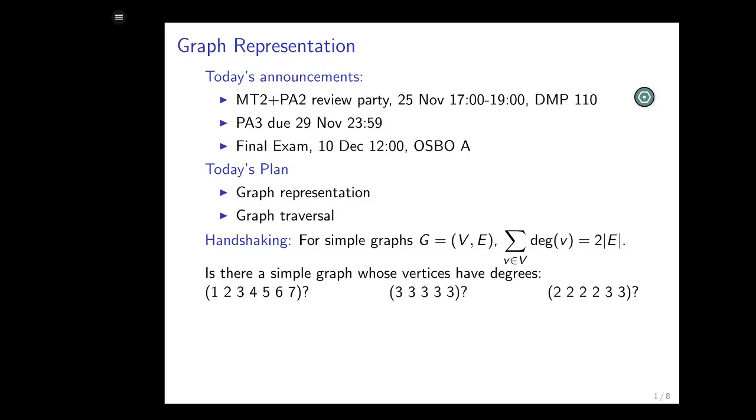Is there a simple graph whose vertices have degrees 1, 2, 3, 4, 5, 6, 7? Is there another one whose vertices have degrees 3, 3, 3, 3, 3? And is there another one whose vertices have degree 2, 2, 2, 2, 3, 3? Got it?